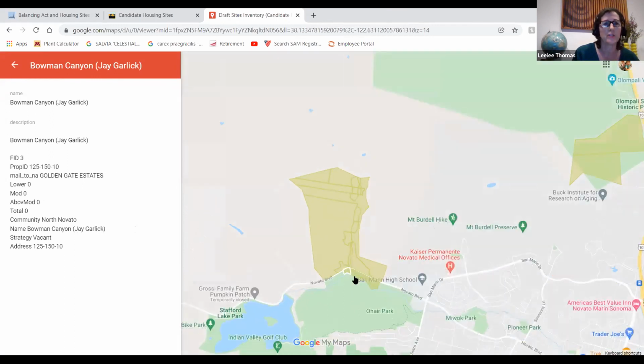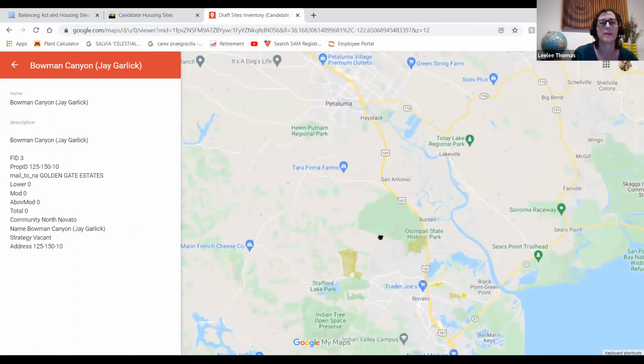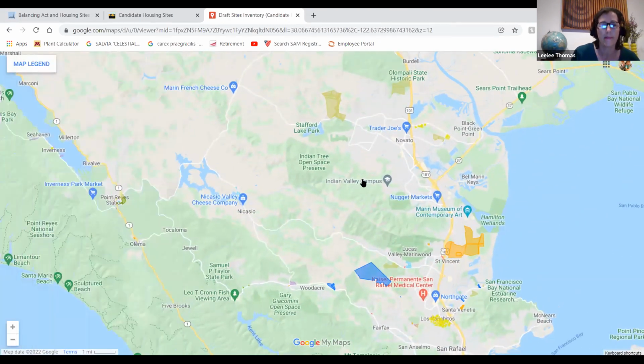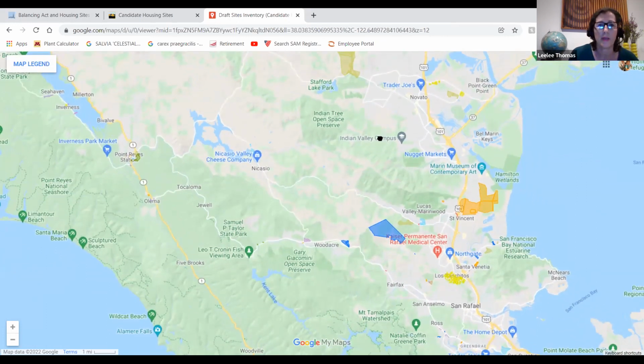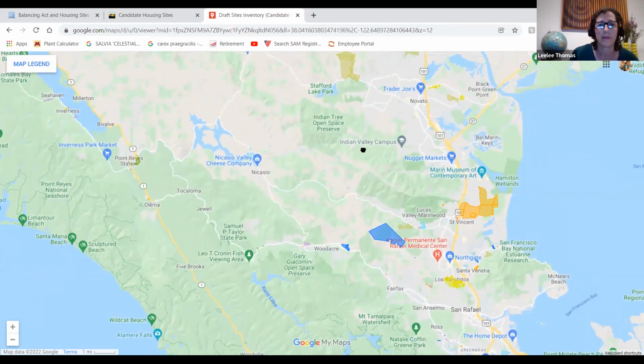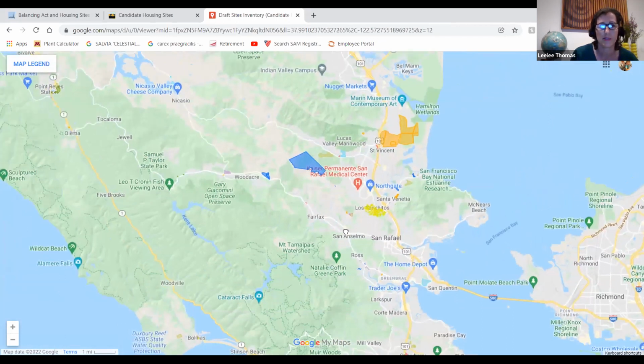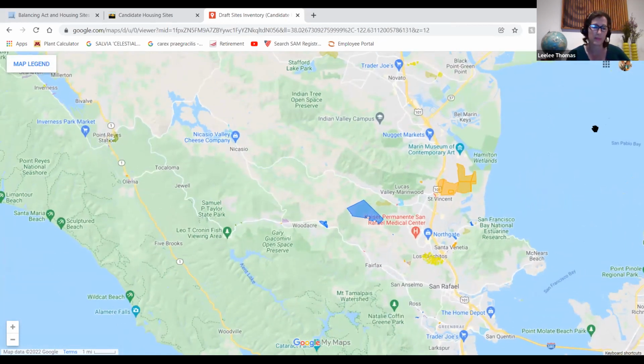And just to note that these have all been studied as part of our GIS analysis. At this point, none of these sites have been selected. They're just candidate sites, and we'll answer a few more questions later on, but let's go back to the presentation. And we can answer some specific questions in just a moment.